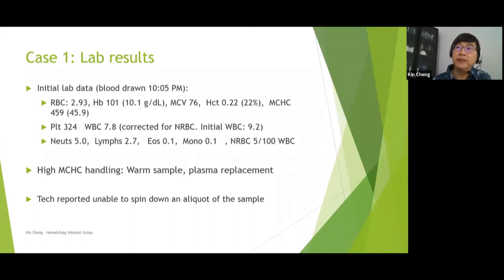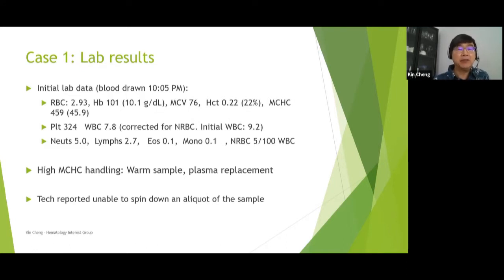Depending on the type of instrument you use, some more sophisticated instruments will actually give you an NRBC count, a nucleated red blood cell count. Sophisticated instruments would also correct the WBC for the NRBC as well. So the initial WBC was 9.2, corrected to 7.8. The neutrophils and the rest are pretty normal, except there are 5 NRBC per 100 WBC.